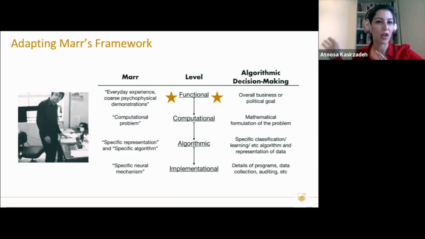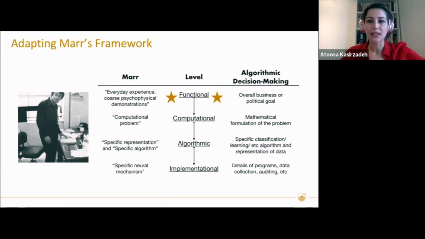So in science and philosophy of science, this framework is very popular and important, and that was a motivation for us in the first place to see what this framework can say about ethical decision making in the context of algorithms and automation. So Marr posits 4 levels of analysis at which any computational process can be approached. So here you see the Marr levels, and then here we have some corresponding algorithmic decision-making levels.